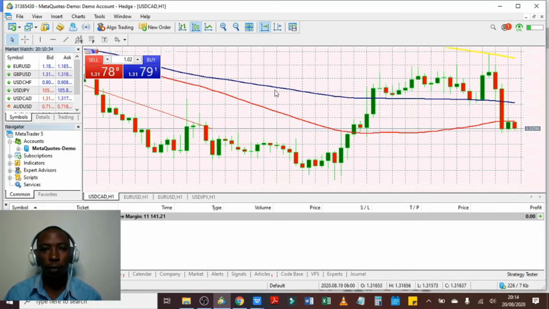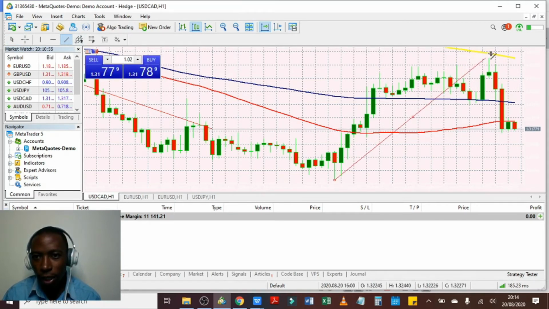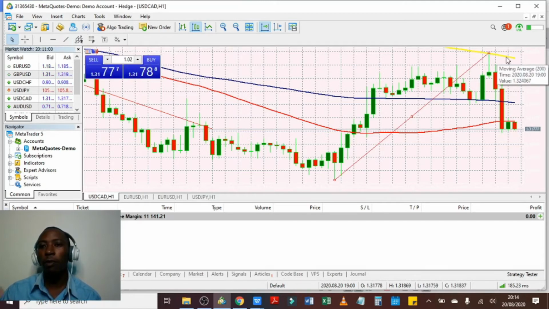As you can see, the moving averages: the blue one is the 100-hour moving average, the red one is the 50-hour moving average, and the price is now at this point. As you can see clearly from this point, let me use just a trend line again. Over here, this seems to be the lowest point during this session, and this seems to be the highest point during this session. It was topped out by this yellow line, which is our 200-hour moving average. It acted as a zone of resistance, and the market couldn't break the 200-hour moving average.